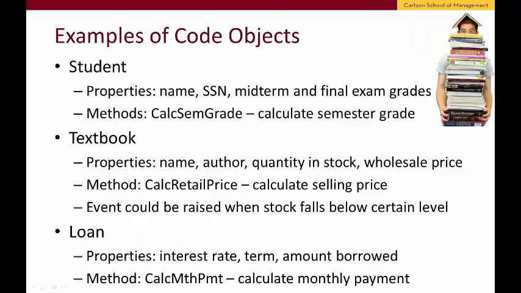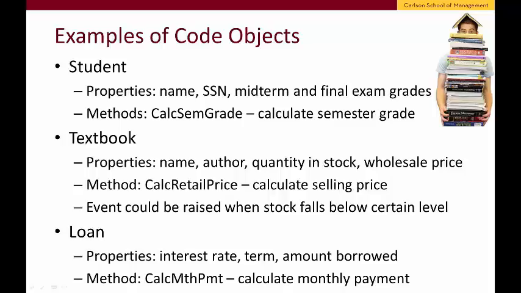Before we get all too technical, let's look at a few examples of code objects on this slide. A student object would have his or her name, social security number, midterm, and final exam grades as properties. One of the most important methods relating to student performance in this class could be, or would be, calc semester grade.